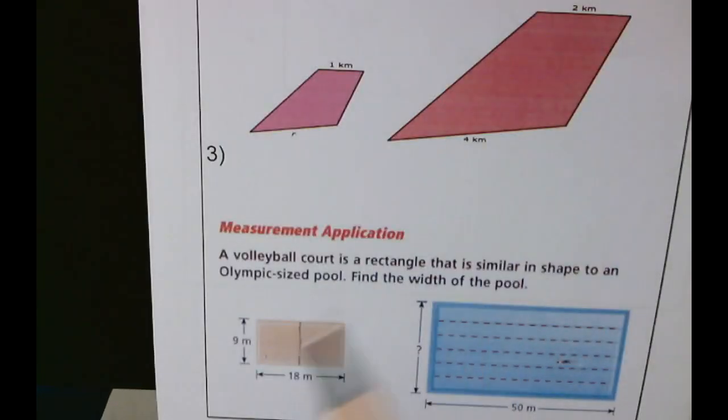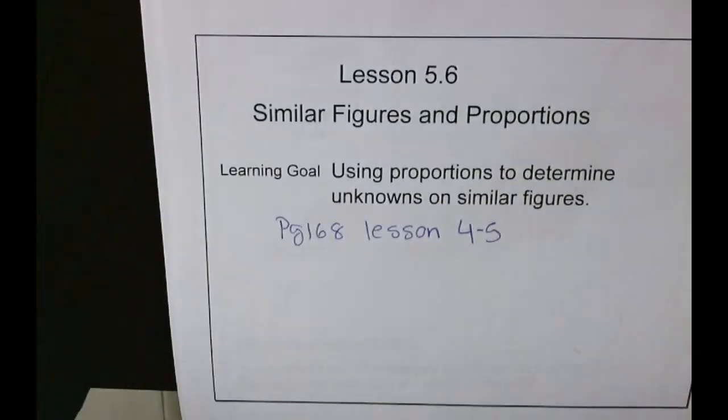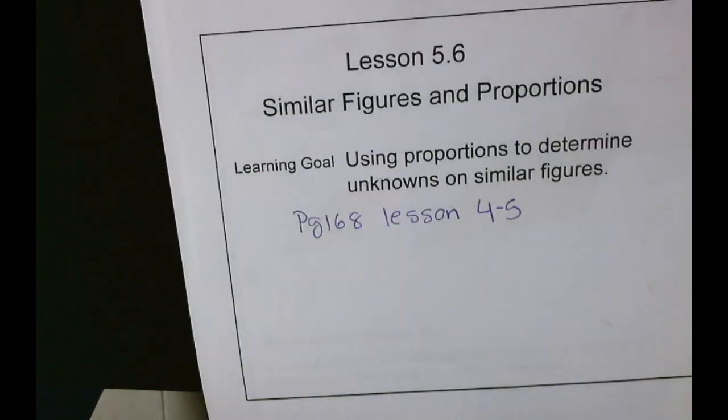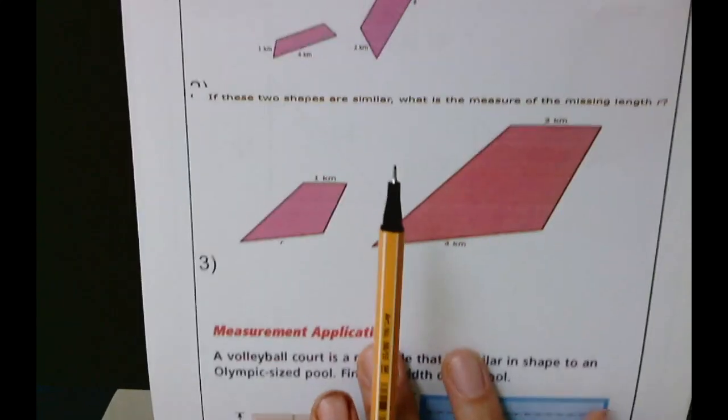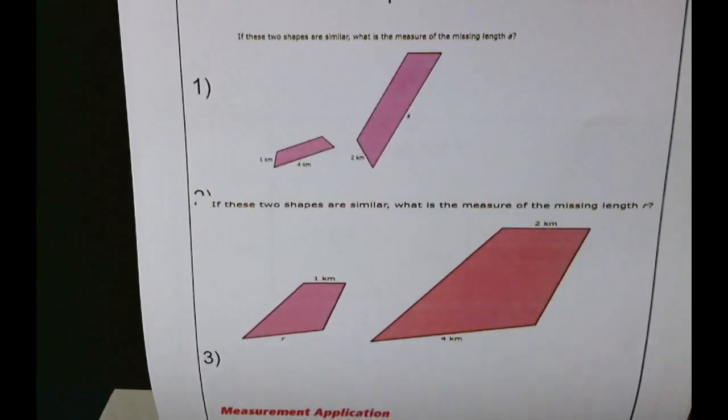Let's go back to our learning goal. Lesson 5.6, similar figures and proportions. Using proportions to determine unknowns on similar figures. Now, I won't be giving today's lesson. We're going to have a special guest today.